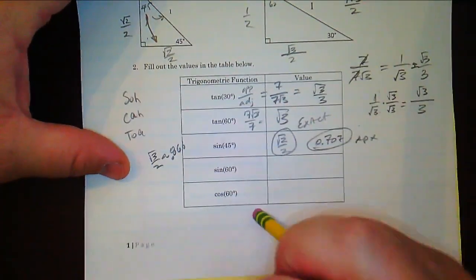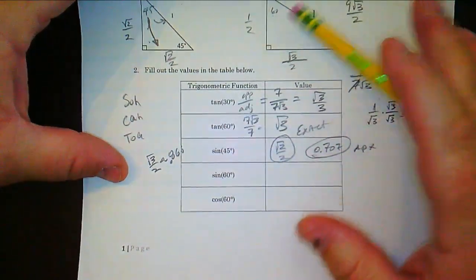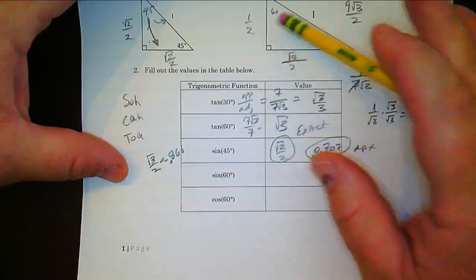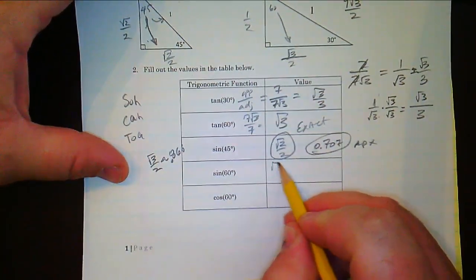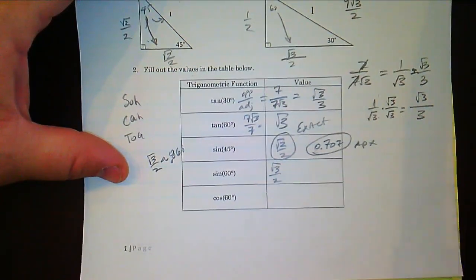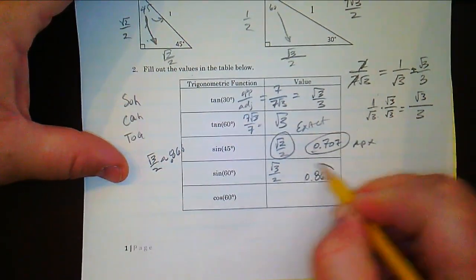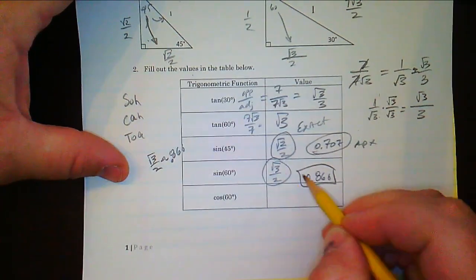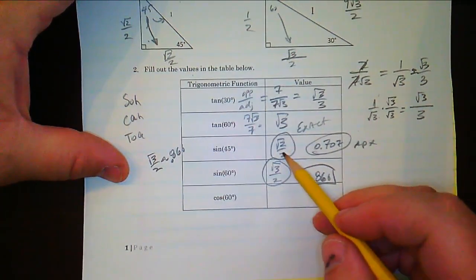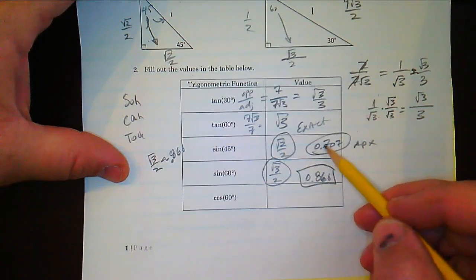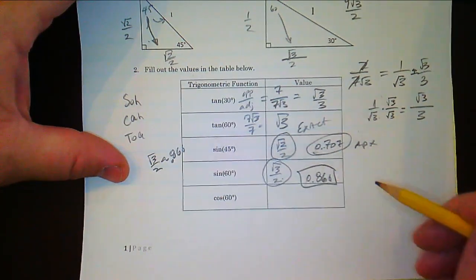Okay, sine of 60. Here's 60. Sine is opposite over hypotenuse, so it's going to be the square root of 3 over 2 divided by 1, right? And that's 0.866. So you got to recognize. You got to remember these two numbers right here. You've got to memorize these. You got to know that square root of 2 over 2 is 0.707. You've got to know square root of 3 over 2 is 0.866.